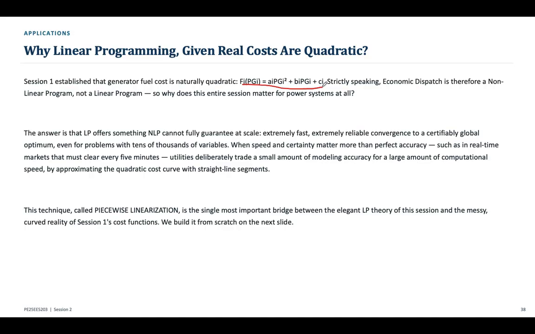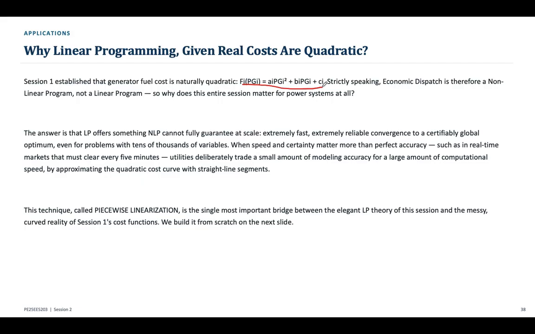Strictly speaking, economic dispatch with this objective is a non-linear optimization problem. So why have we spent today's session studying LP? Because an engineering optimization model does not always have to represent every physical relationship exactly, right? Sometimes the practical requirement is to obtain a high quality decision quickly and reliably.